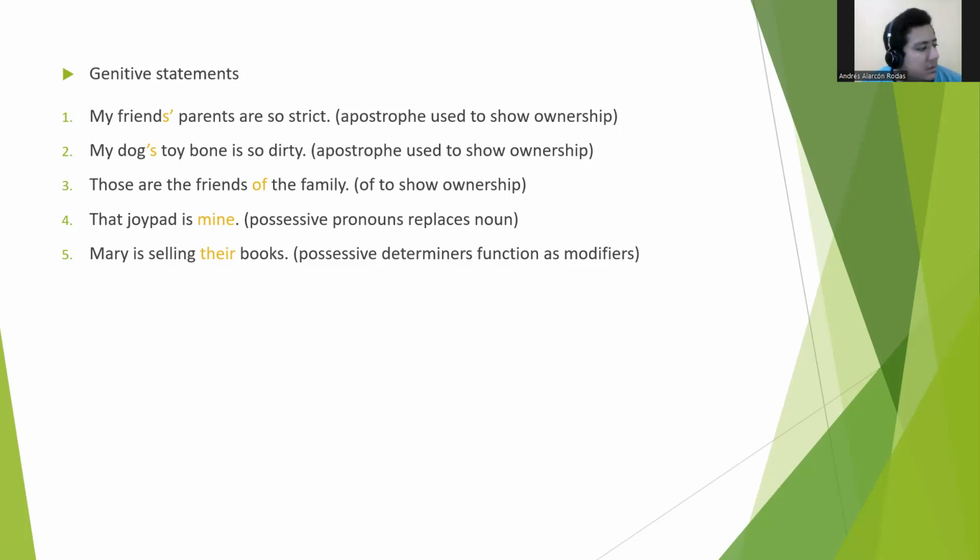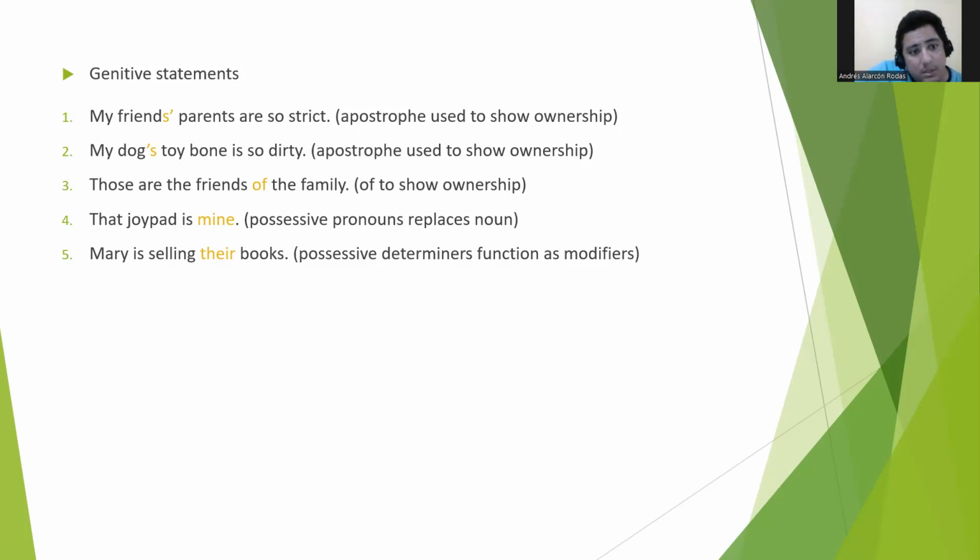Number 3, those are the friends of the family. To show ownership, in this case, we have to consider that we can use "of" for pronouns and determiners. Those are the friends of the family. We can use this preposition to show ownership.